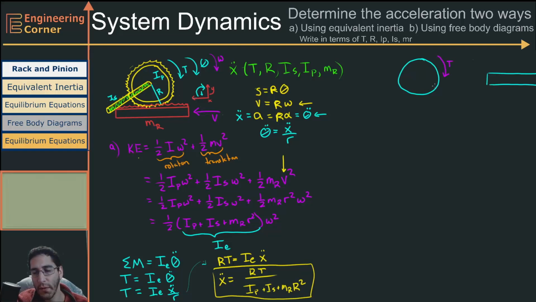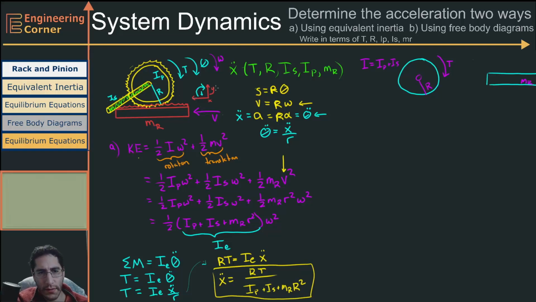So this is some torque T. Now I'm just going to say that my inertia is going to be equal to IP plus IS. So I don't need to draw this shaft in, but they're attached rigidly. They rotate together, so their inertia is added together. And we have a radius R. Okay. We have a mass MR over here.